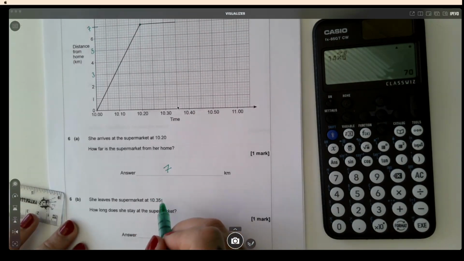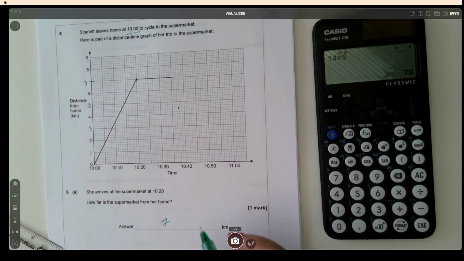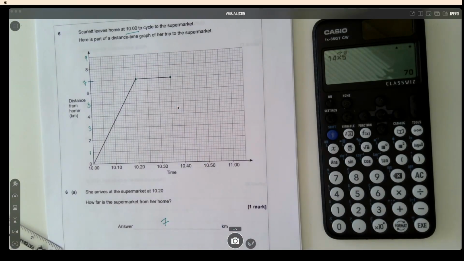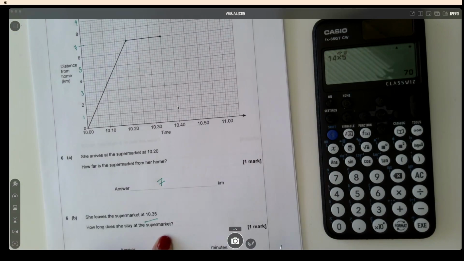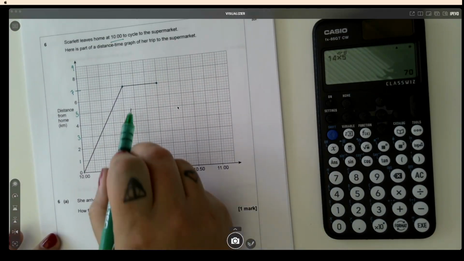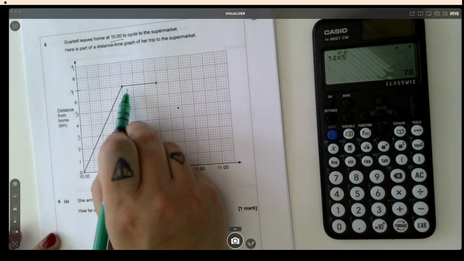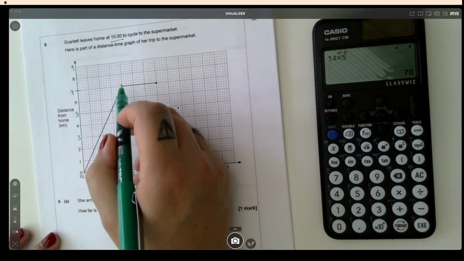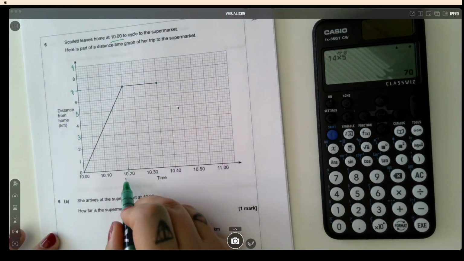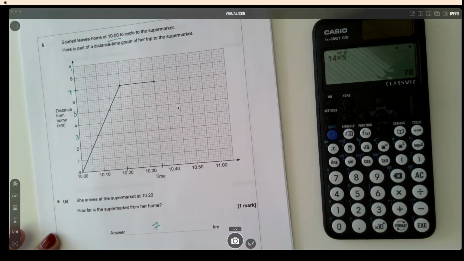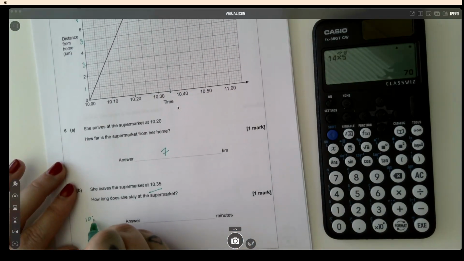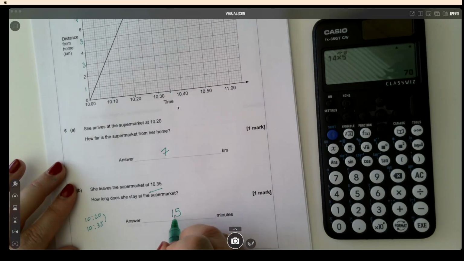Okay, she leaves the supermarket at 10:35. Well, they've popped that there on the graph. That's where she stayed at the supermarket until. How long does she stay at the supermarket? So we need to look at this horizontal line where she was at the supermarket and staying there. If we read down here, from 10:20 to 10:35. So we're going from 10:20 to 10:35. That's a difference of 15 minutes. So she was in the supermarket for 15 minutes.